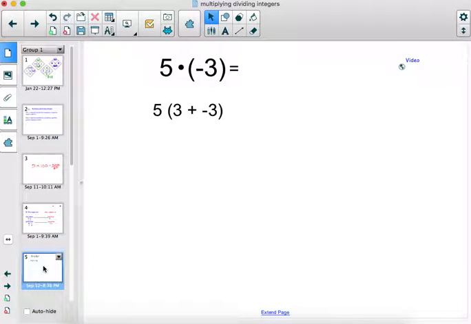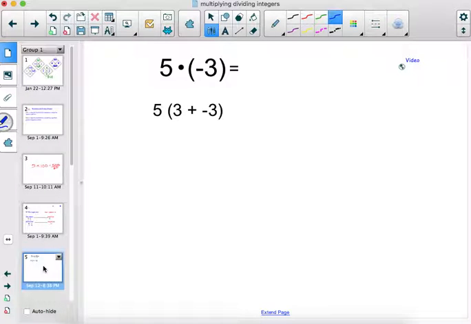Alright, you don't have to write this down, you just have to watch me. I'm going to try to explain to you why a positive times a negative equals a negative, because it is very hard to explain.